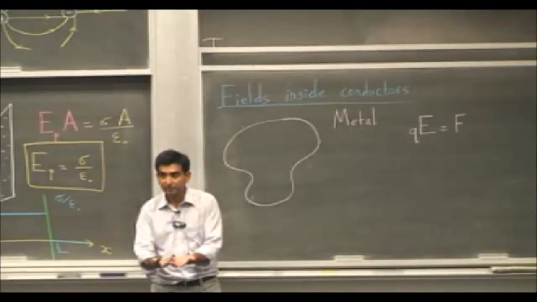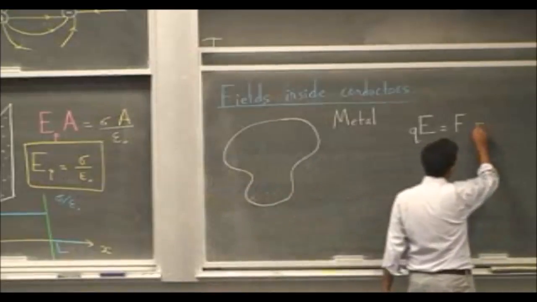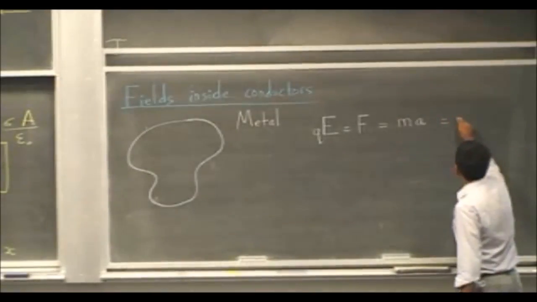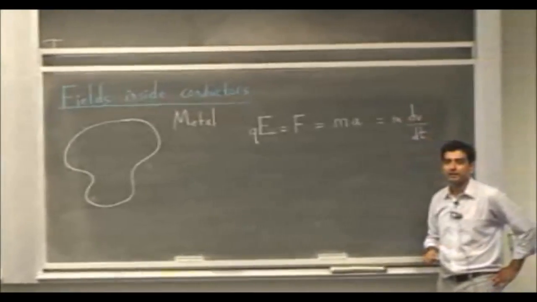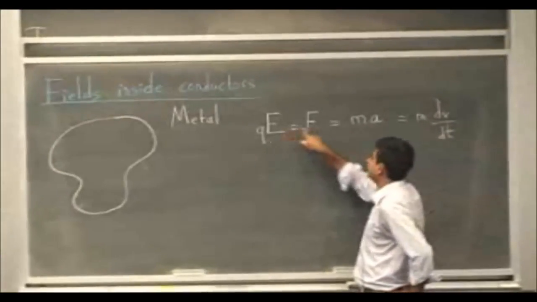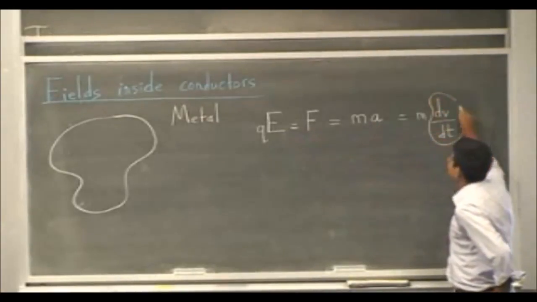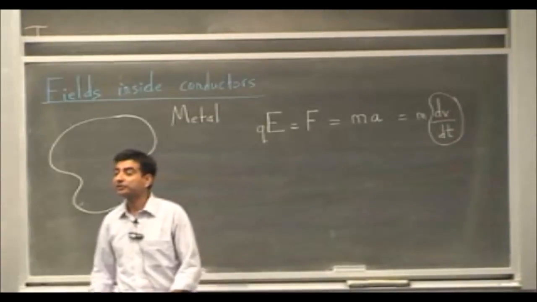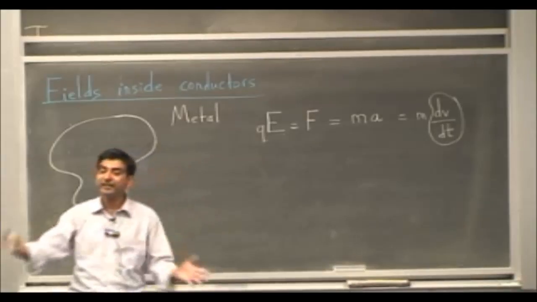It could be an electron. It has a mass, so it can accelerate. So this force will equal some mass times acceleration, mass times dV by dt. Now if there is some electric field, there is some force, there is some acceleration, so there is some non-zero dV by dt. And if the velocity is 0, you cannot have an acceleration. So there is some finite velocity and it's changing with time. This means that the charges are moving inside the conductor.